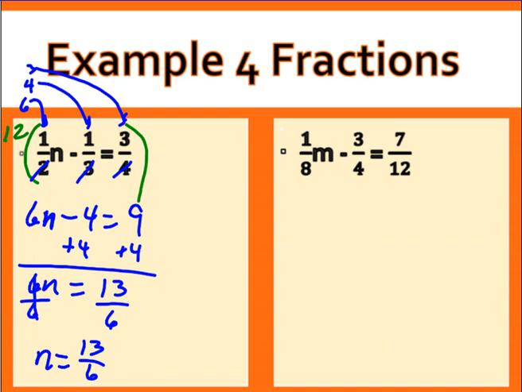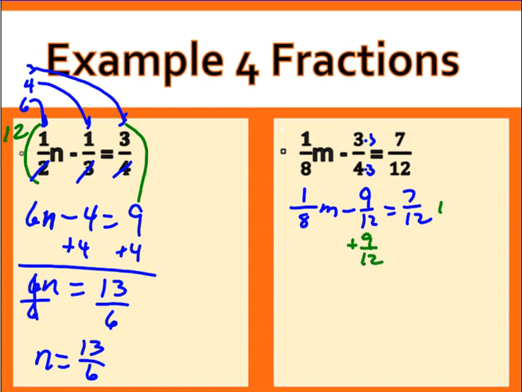The other side, here I'm going to show you how you can keep the fractions in there, but we just have to rewrite it so you have common denominators of the ones that you're adding and subtracting. So I'm going to keep this as 1/8 m minus 3/4 equals 7/12. The common denominator is 12ths. So if I multiply this by 3/3, I get 9/12 equals 7/12. Now the opposite of subtracting 9/12 is adding 9/12.